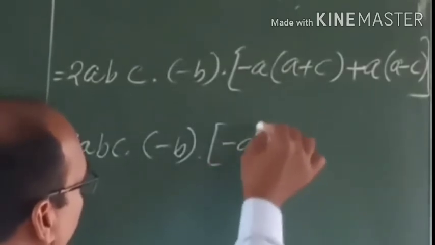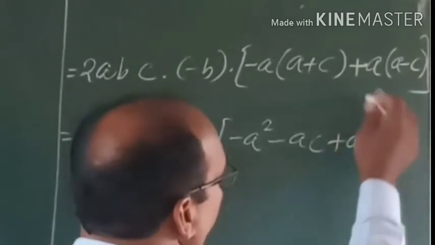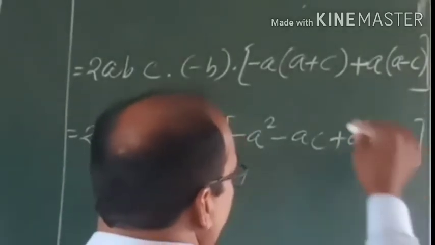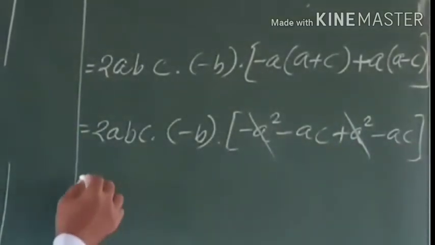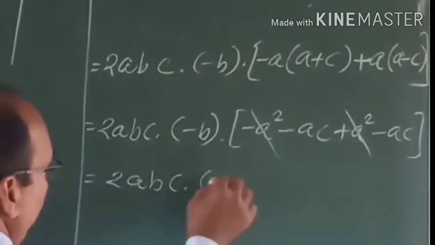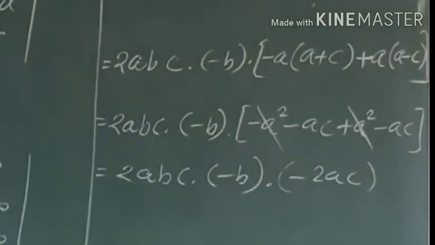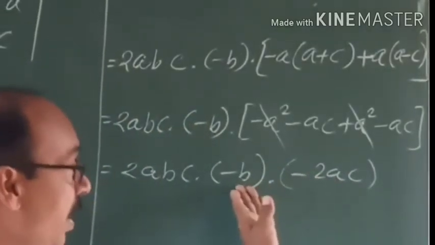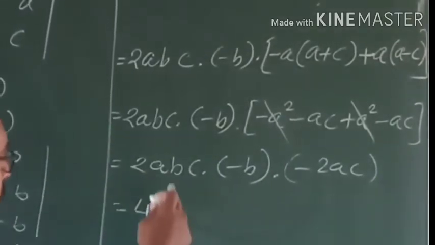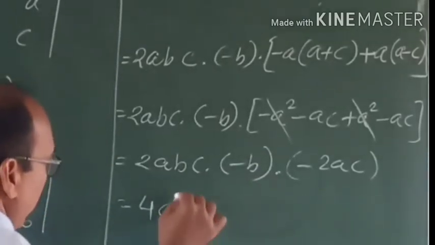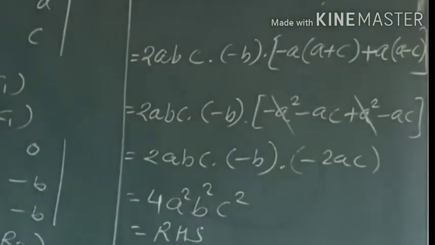minus A square, minus AC, plus A square, and this is minus AC. So here A square cancels out, minus AC and minus AC is minus 2AC. 2ABC as it is, this is minus B also waiting, and this is minus 2AC. Now minus minus plus, and 2AC and B, it means 2ABC. So this 2 and this 2, 2 into 2 is 4, ABC, and ABC is A square, B square and C square, that is our RHS.